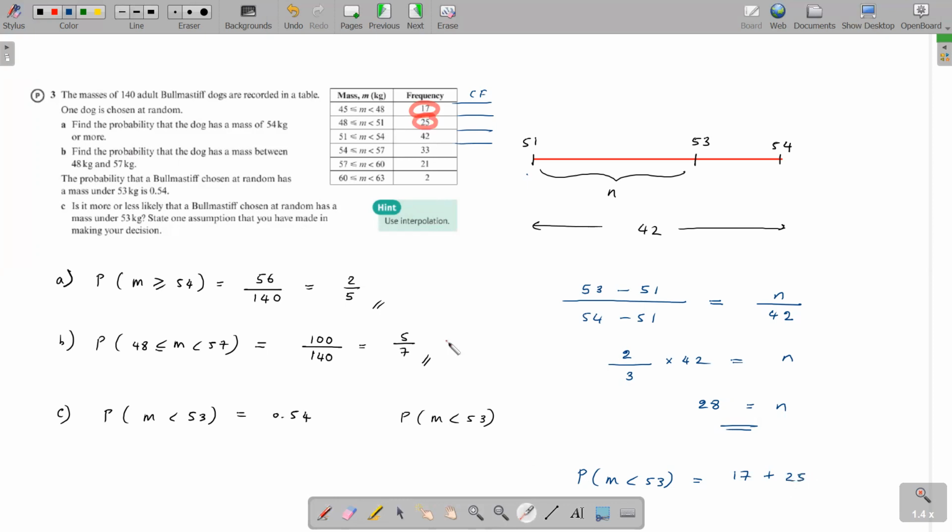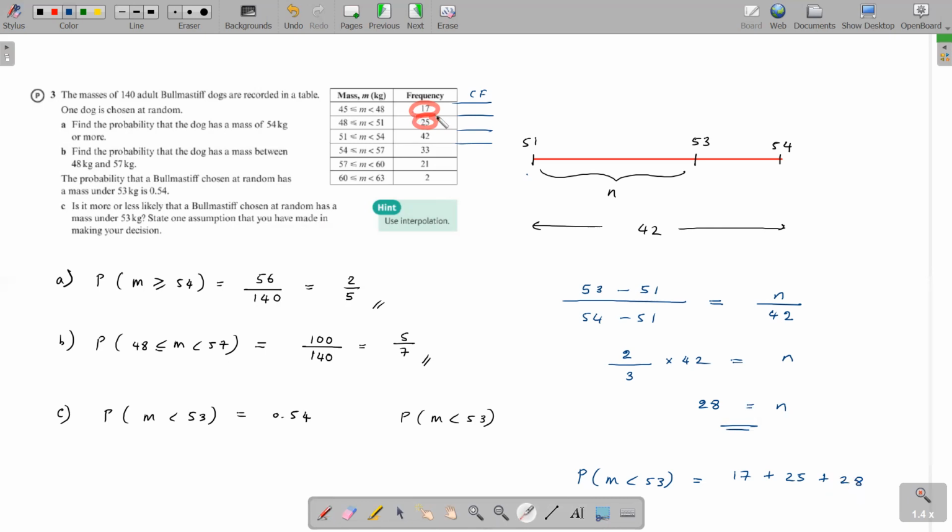But in the next one, 51 to 54, I can't take this full one because I need the masses under 53 kilos. So I need the dogs from 51 to 53, not 51 to 54. So 51 to 54, there are 42 dogs, but 51 to 53, there are n number of dogs, which we found is 28. So you will write 28 here. This is really important that you understand how I got this here.